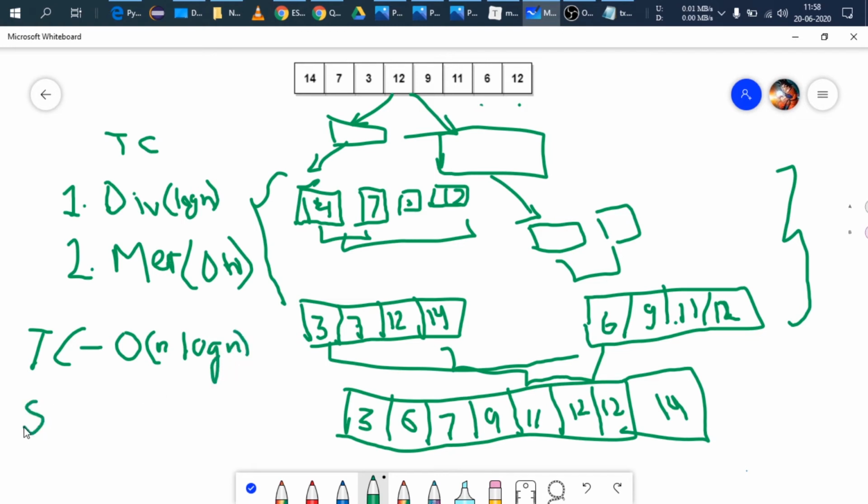But there is a catch in merge sort. The space complexity would be order of n, whereas in quicksort the space complexity is order of n log n. So why is the space complexity in merge sort order of n while quicksort is order of n log n? Because in merge sort actual division of arrays takes place. We actually divide the array into subarrays until we get one element.